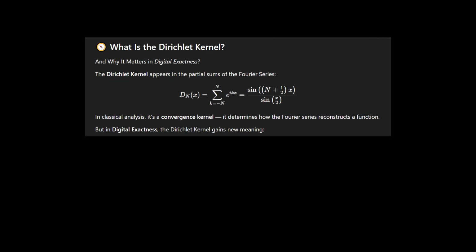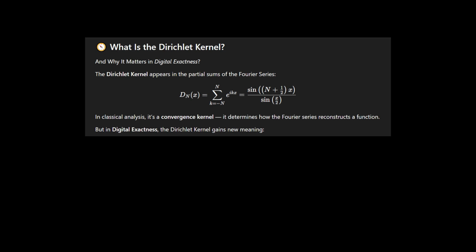What is the Dirichlet kernel, and why does it matter in digital exactness? The Dirichlet kernel appears in the partial sums of the Fourier series: D_n(x) = sum from k = -n to n of e^{ikx} = sin((n + 1/2)x) / sin(x/2). In classical analysis, it's a convergence kernel. It determines how the Fourier series reconstructs a function.